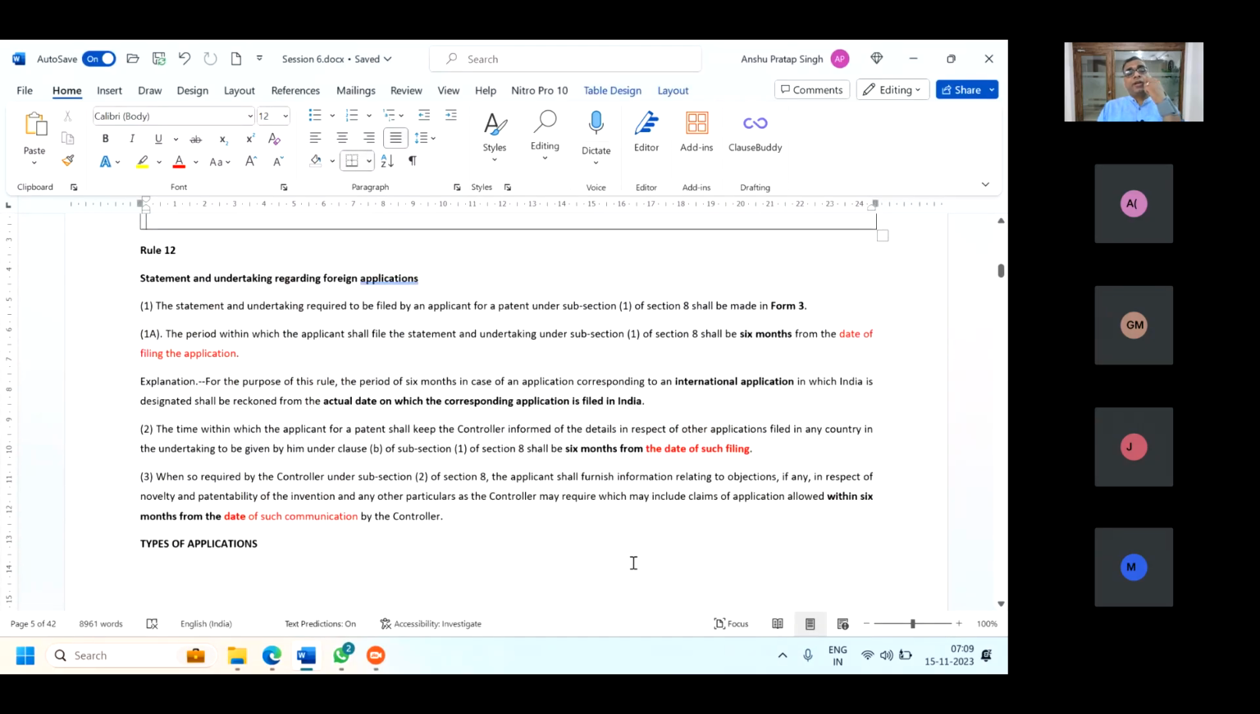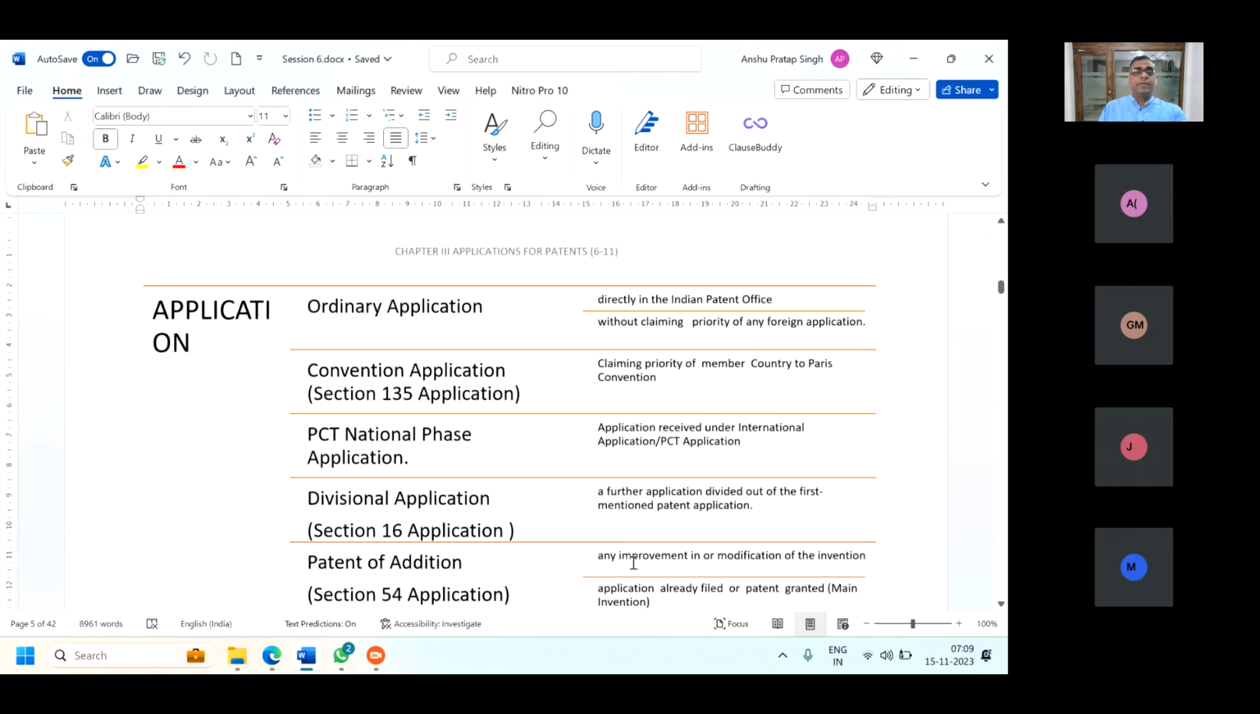Then we discussed that there are three types of application. One is ordinary, the standard patent application. The second one is the convention application, which is filed under the convention route. Another one is the international application, which is filed under the PCT route. The PCT route has two phases: the international phase as well as the national phase. The national phase is also known as the PCT national phase application.